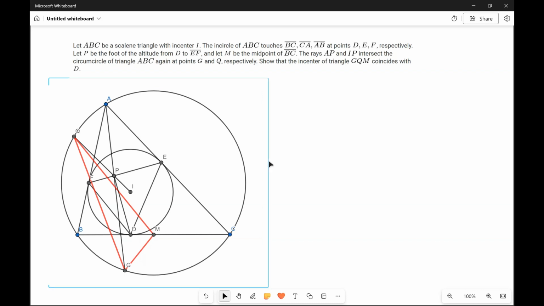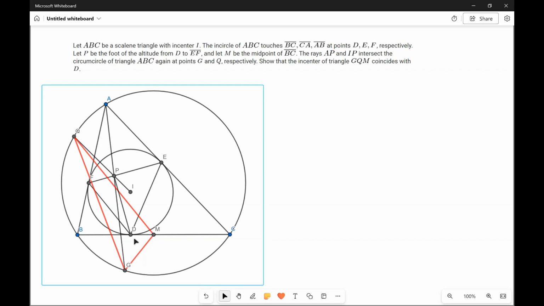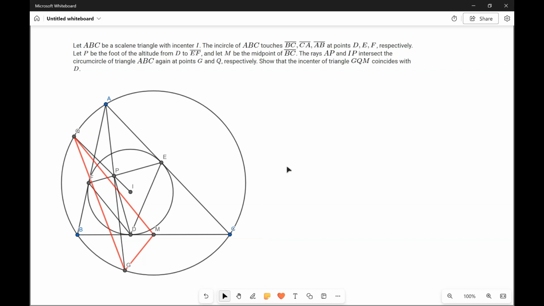So we wish to show that the incenter of the red triangle is just this point D here. So how do we get started? Well, we have this random foot of the altitude here, and this incenter here. So we can recall the properties from my last video. Go ahead and watch that if you haven't already. I'm linking it in the description.